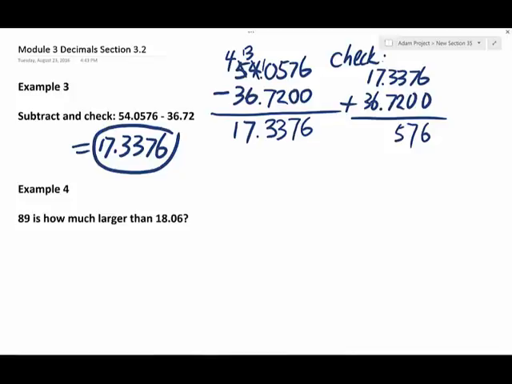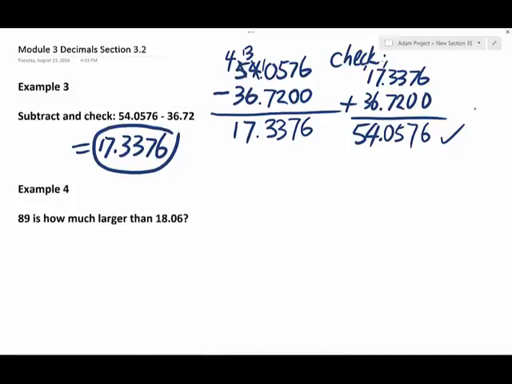And 3 plus 7, which is 10, we bring down the decimal point, then we carry 1 over. 1 plus 7 is 8. 8 plus 6 is 14. Again, we carry 1 over. 1 plus 1 is 2. 2 plus 3 is 5. Actually, we go back to the original number 54.0576, which means we have the correct answer.